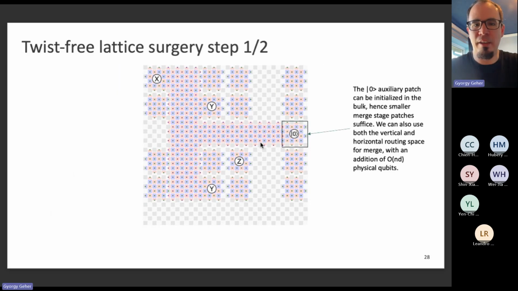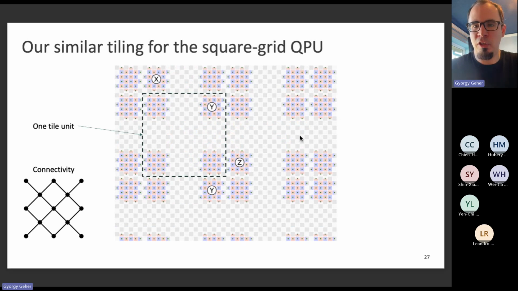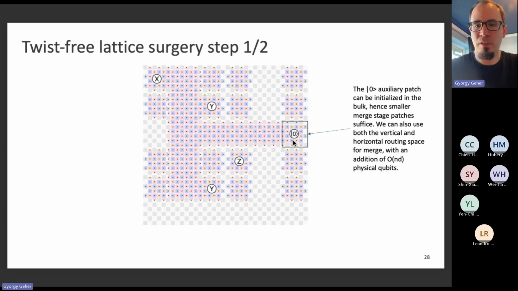Then, here, we can initialize the auxiliary patch. We don't have to initialize it at the boundary, as before. We can initialize it in the routing space. Therefore, in our proposal, we need shorter merge stage patches. So we initialize this somewhere in between 2 logical patches, and then perform essentially the first X type lattice surgery with this patch. And after that, we perform the second step, which would be Z X type lattice surgery.